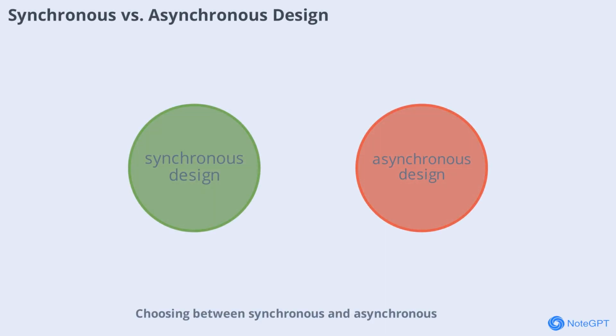Choosing between synchronous and asynchronous design depends on your application's requirements. Synchronous circuits offer predictability and ease of analysis, while asynchronous circuits can be faster and use fewer resources. However, asynchronous designs are more prone to timing issues and are generally harder to debug. Most modern systems favor synchronous design for its reliability.